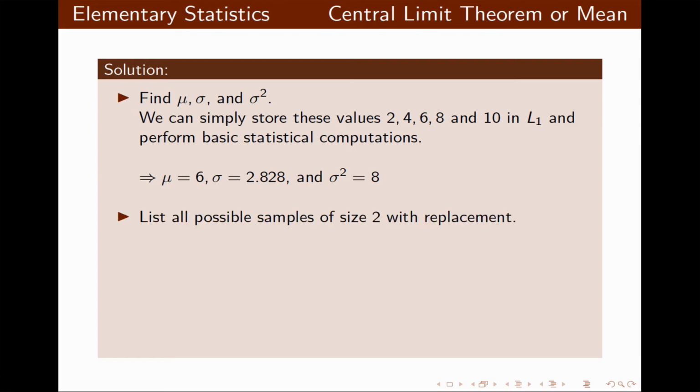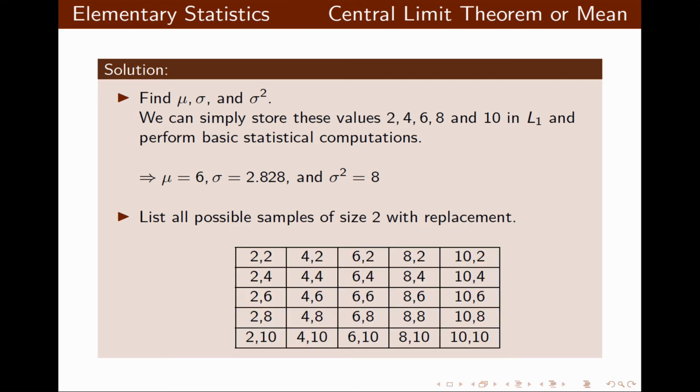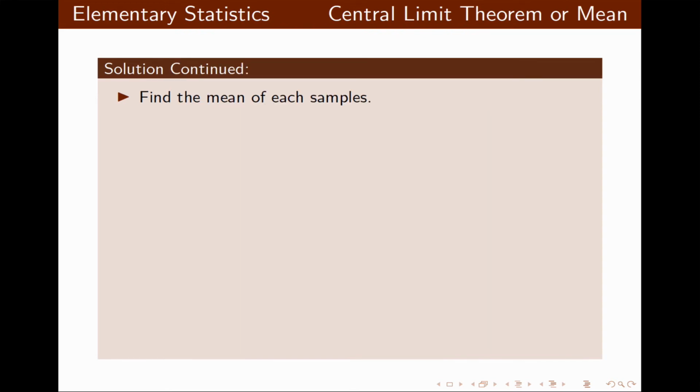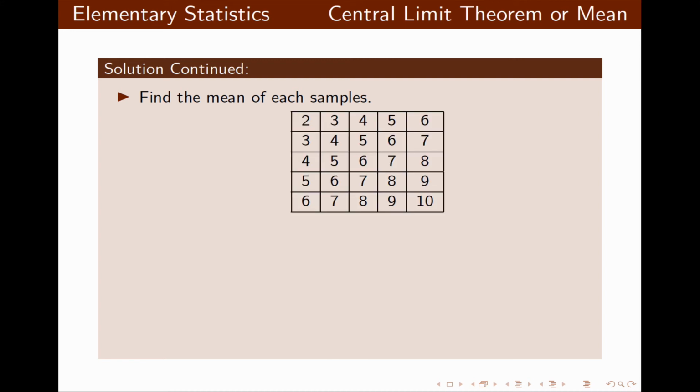Now, all samples of size 2 with replacement for this population would be this list, this table. So you can have 2 with 2, 2 with 4, 2 with 6, 2 with 8, 2 with 10, all the way to 10 with 10. Just like our first example, we're going to find the mean of each sample.